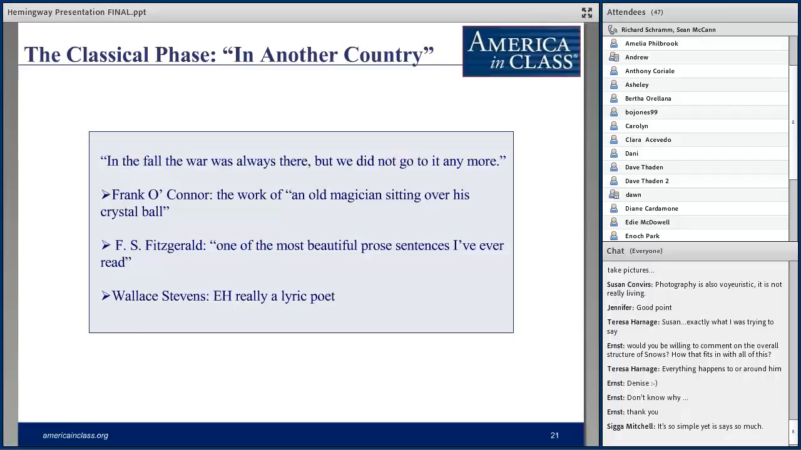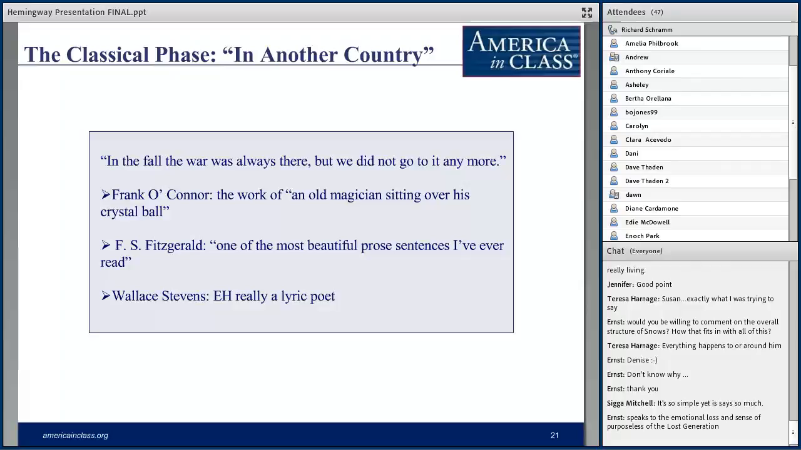I like the way he creates, in just a few words, he embodies, he gives the war presence and flesh. It's like an elemental force. It's always there, and yet we don't go to it. We're walking away from it. Speaks to the emotional loss, the lost sense of purpose of the lost generation. Yes, it does. I think it does speak to that sense of desolation that the lost generation felt. But it's such a perfectly well balanced sentence, and it's so striking.